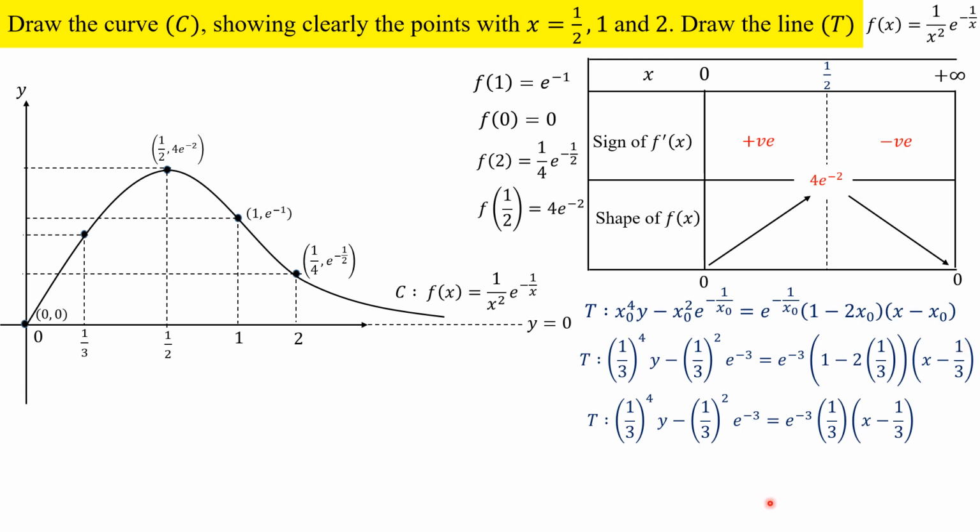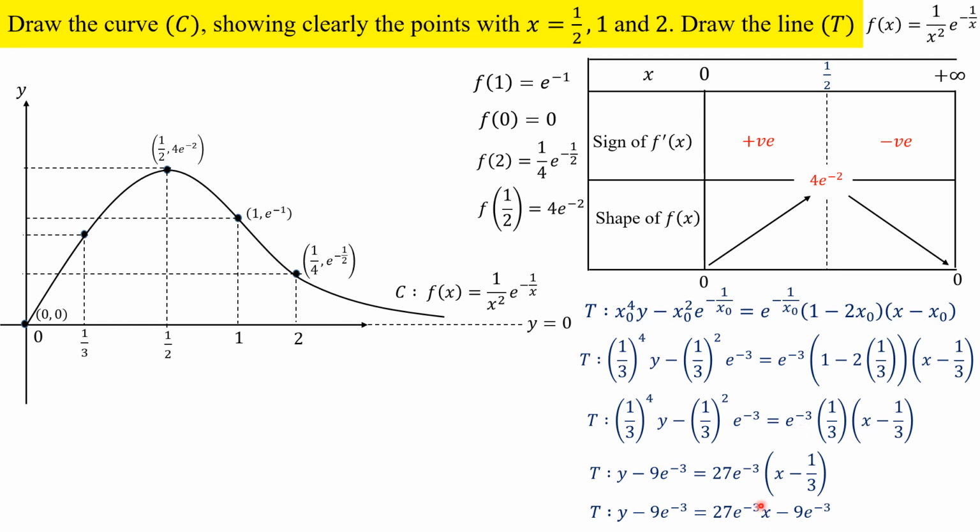Now we simplify. 1 minus 2/3 gives us 1/3. So we get back this equation. Now we can multiply all through by 3 raised to the power 4. Multiplying the first term by 3 raised to the power 4, you just get y. Multiplying the second term by 3 raised to the power 4, you get 3 squared, which is 9, times e raised to the power negative 3. Multiplying here with 3 raised to the power 4, you get 3 raised to the power 3, which is 27, then times e raised to the power negative 3.